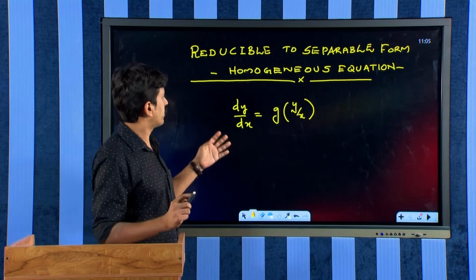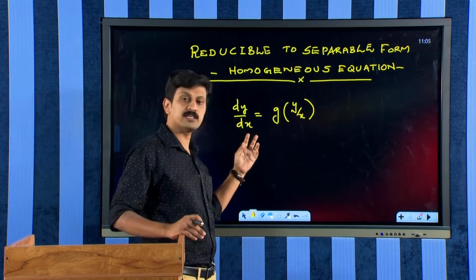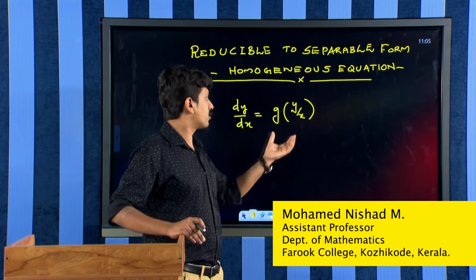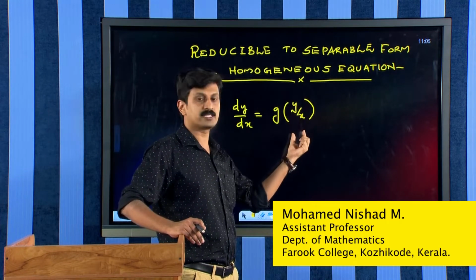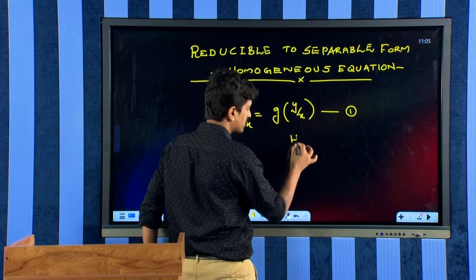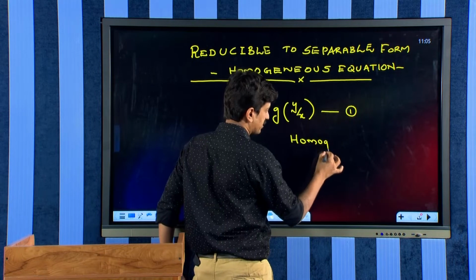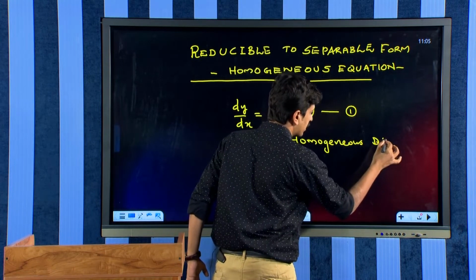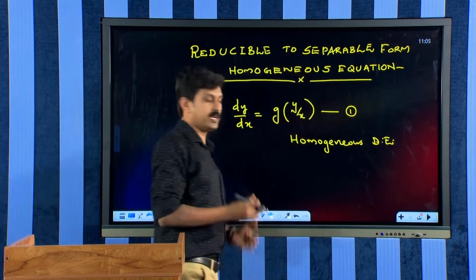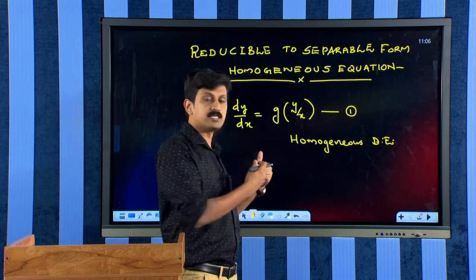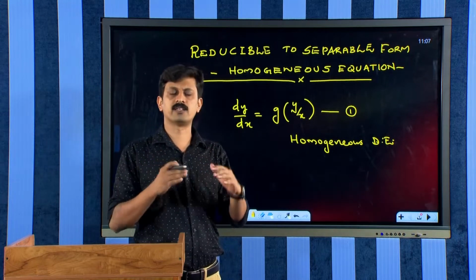Sometimes a differential equation is of the form dy by dx is equal to g of y by x, that is, dy by dx equal to a function in y by x. Such kinds of differential equations are called homogeneous differential equations. To solve this kind of differential equation, we make it into separable form and then we solve it.